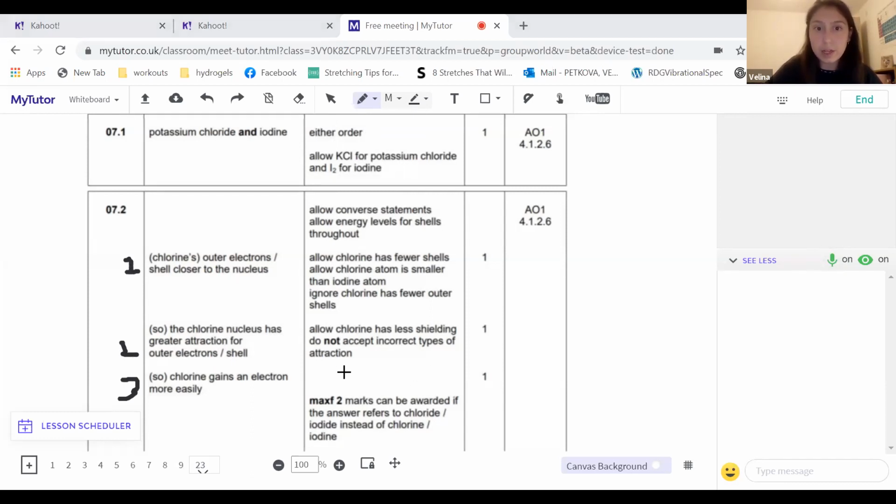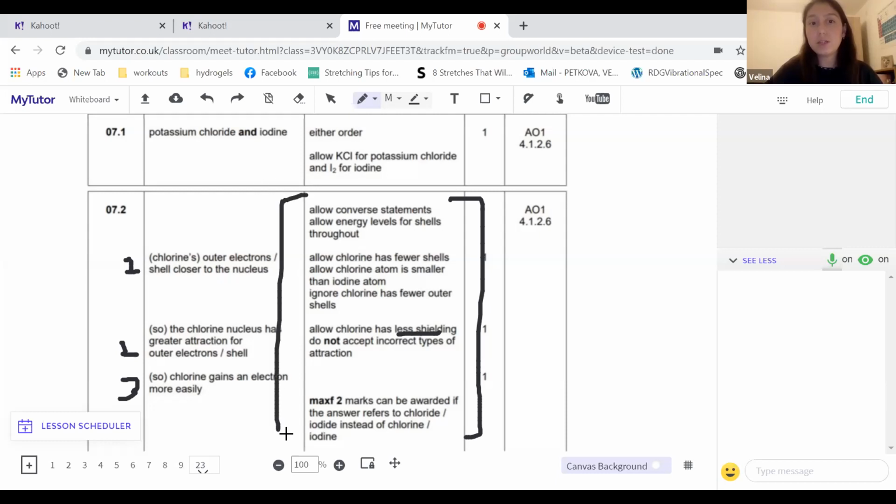Brilliant. Chlorine has less shielding, so you can use the shielding effect as well. That's to do with the attraction between the nucleus and your outer electron. And the mark scheme also tells you what else is allowed. So then you understand which content is really important, which you need to memorize, and what's not so important.